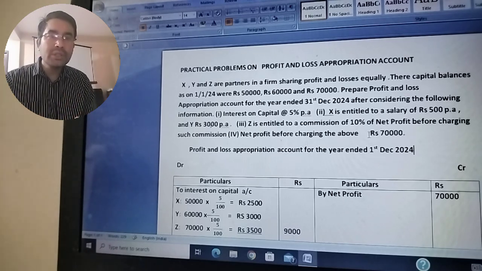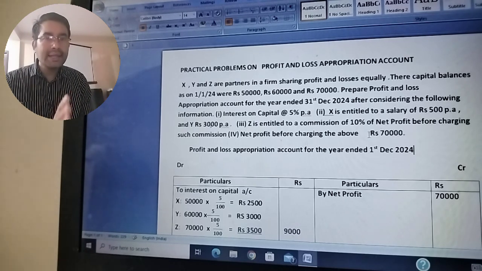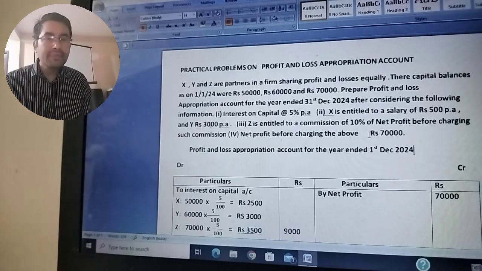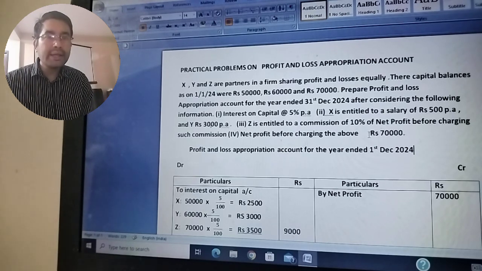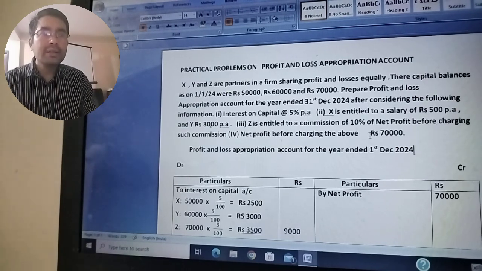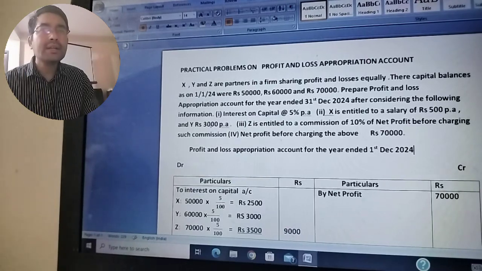On the credit side, usually we write only two items. One is by net profit brought down from profit and loss account, and the other is interest on drawings, which is an income for the business. And on the debit side, we record all the items like interest on partner's capital, partner's commission, partner's salary, transfer to reserve, divisible profit. So let's get started.